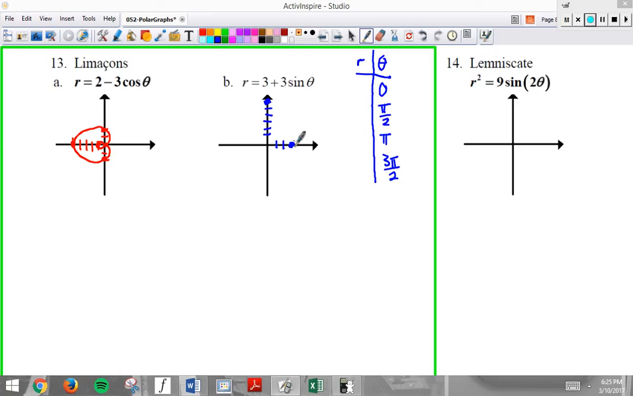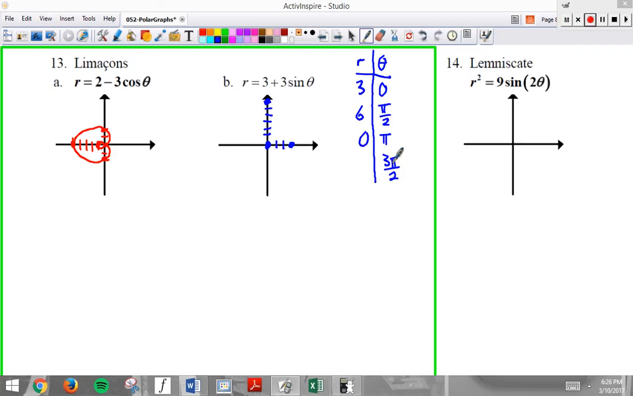I'm saying go 1, 2, 3. Oh, I didn't write them down. Sine of 0, plugging in, is 0. 3 plus 0 is 3. Pi over 2: 3 plus 3, 6. 1, 2, 3, 4, 5, 6 out, rotate pi over 2, or rotate pi over 2, count 6 up from the origin. Pi: when I plug in pi, I would get negative 1. 3 times negative 1, 3 plus negative 3, 0. Definitely getting to the pole in that case.